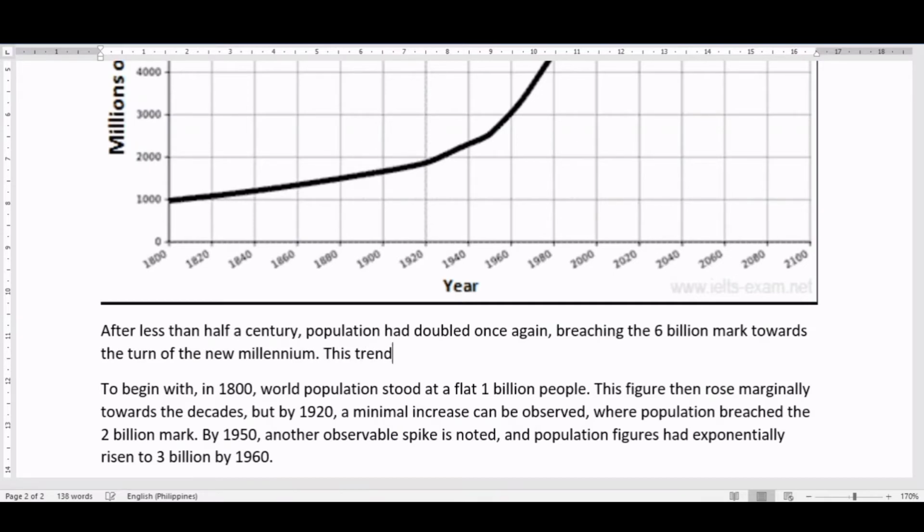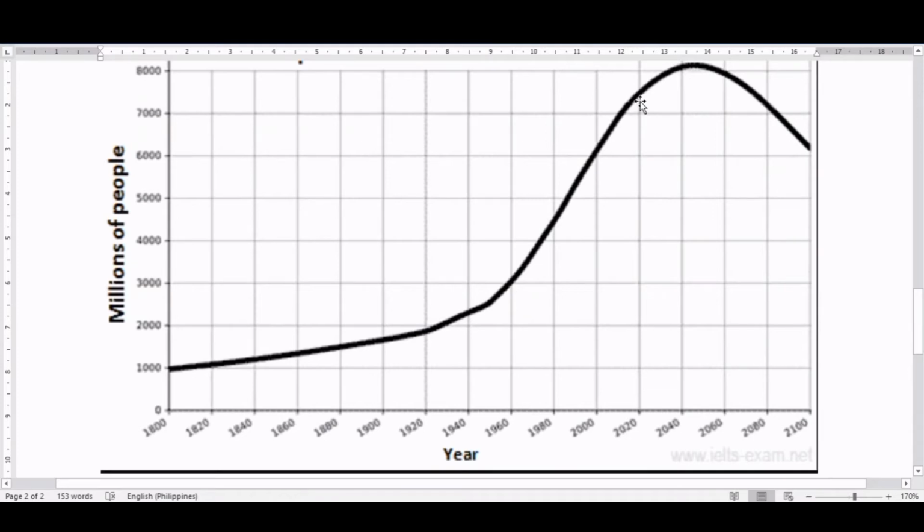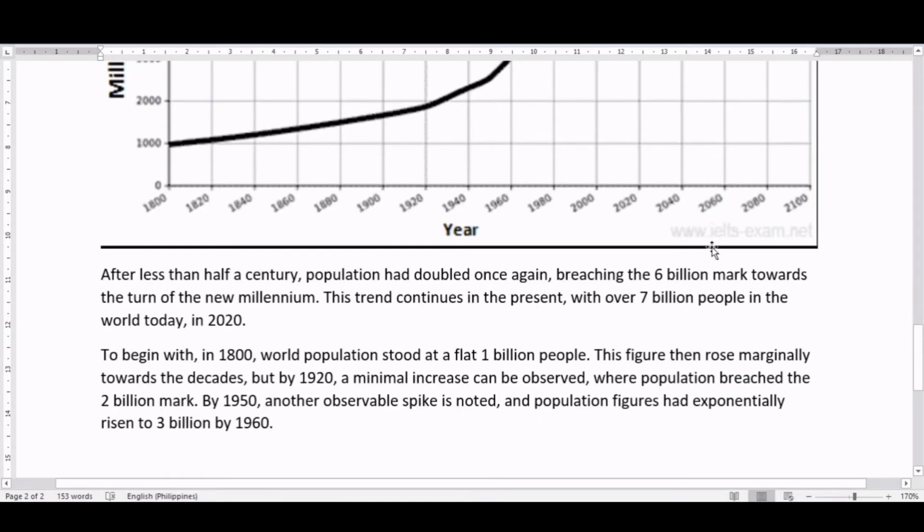This trend continues in the present, with over 7 billion people in the world today. So in 2020, we are already at this point, over 7 billion. And then we now have 2 points left in the cluster. So the tensing now changes.